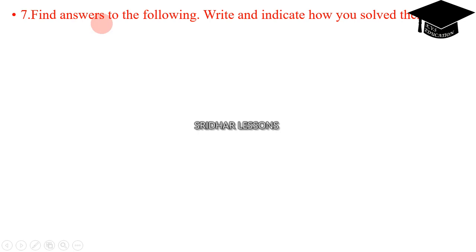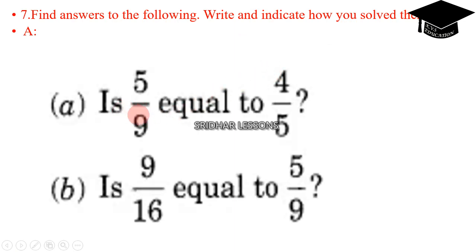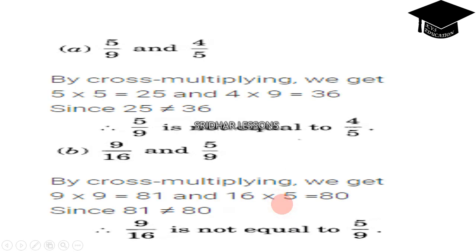Seventh question. Find the answers to the following. Write and indicate how you solved them. 5 by 9 equals 4 by 5, and question B, 9 by 16 equals 5 by 9. We will see 5 by 9 and 4 by 5, checking the equality. By cross multiplication we get 5 into 5 equals 25, 9 into 4 equals 36. They are not equal. 25 is not equal to 36. Therefore 5 by 9 is not equal to 4 by 5.